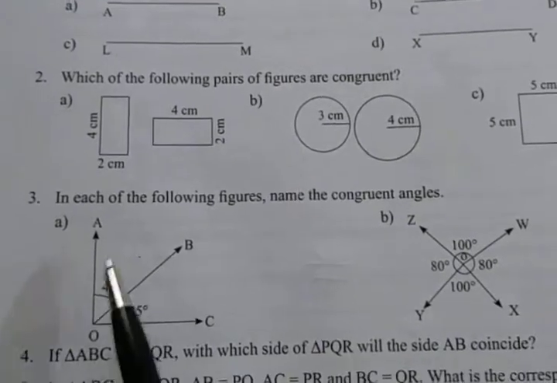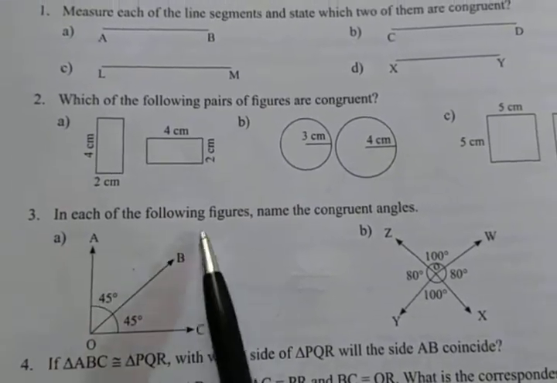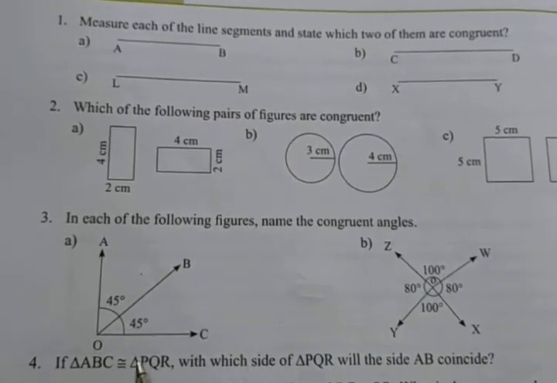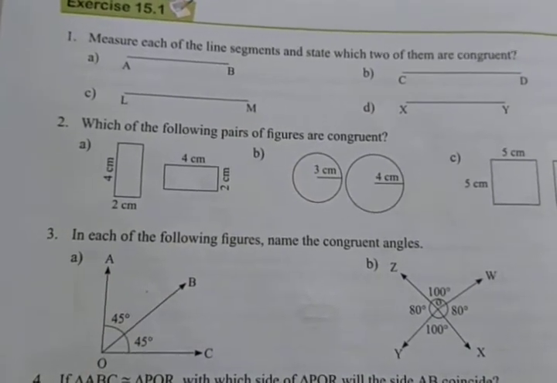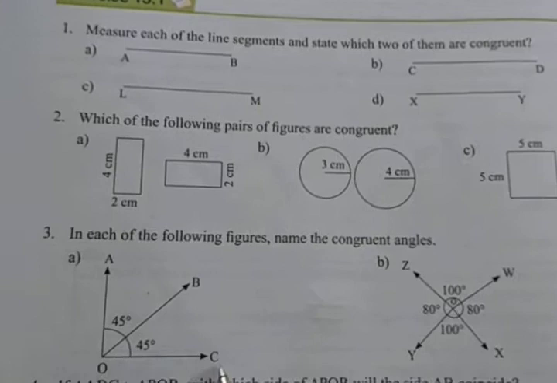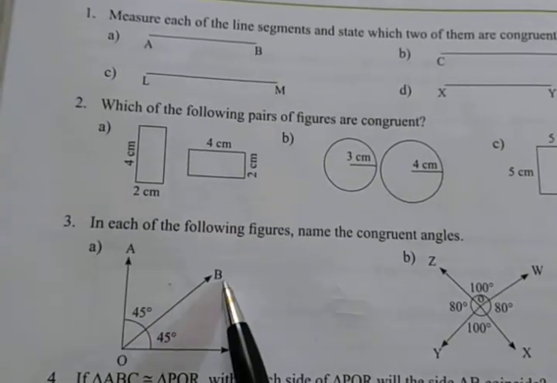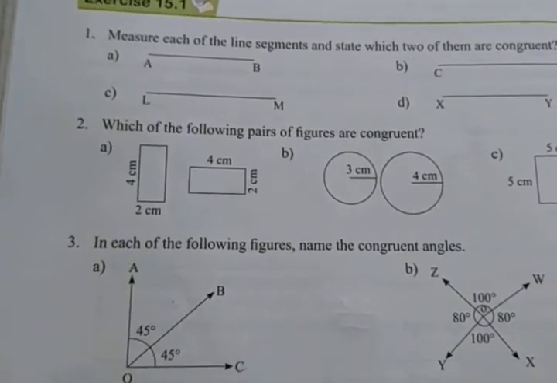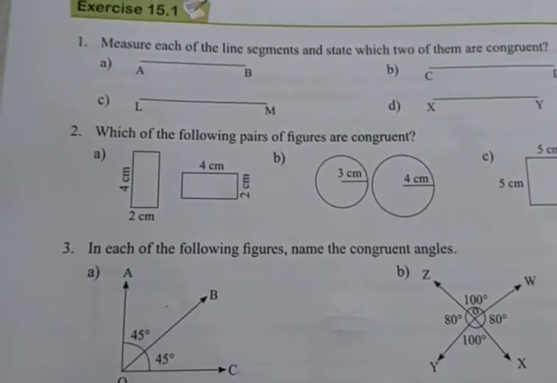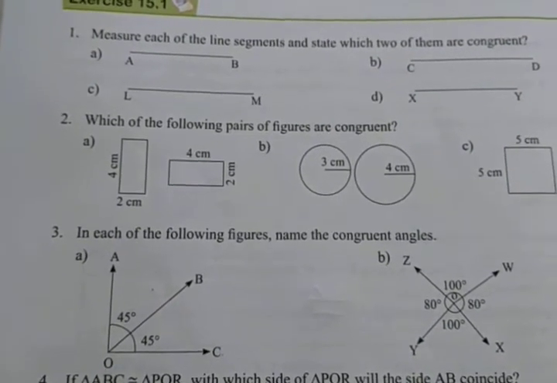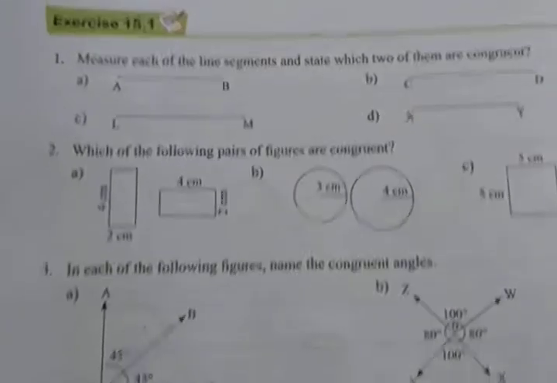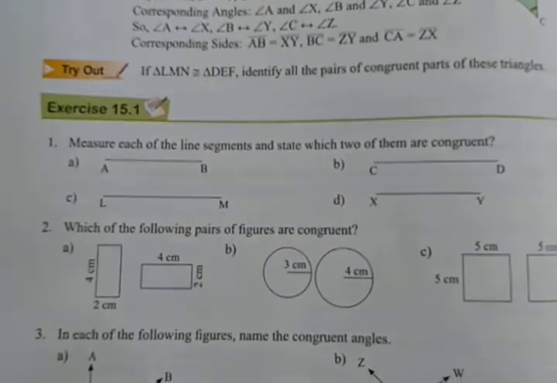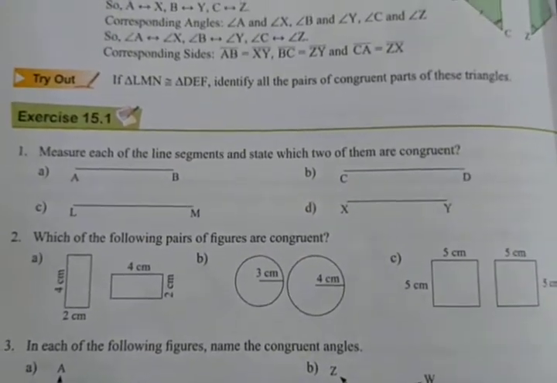Then in the third question, in each of the following figures, name the congruent angles. Which are the congruent angles? Same angle. Angle COB and BOA, 45 degrees each. Okay, I will tell you about congruent angles in my next video. So you will complete questions number 1 and 2 of exercise 15.1.